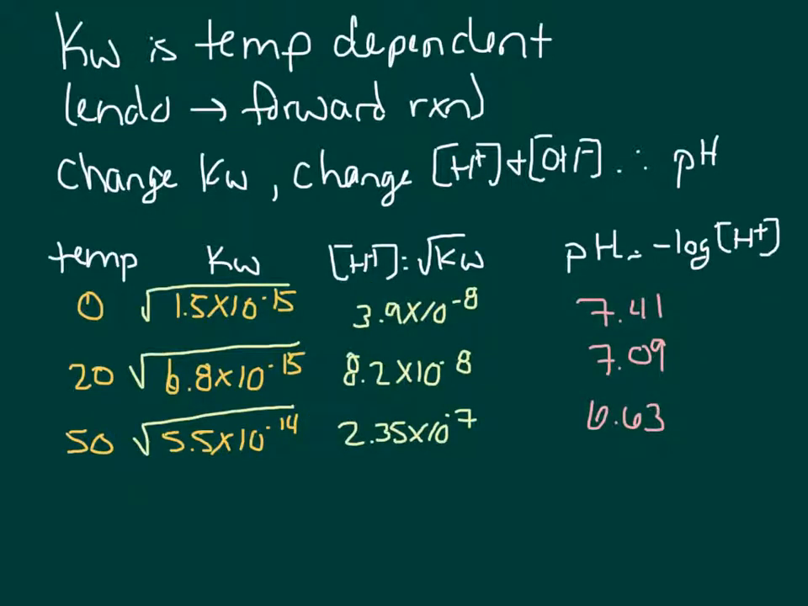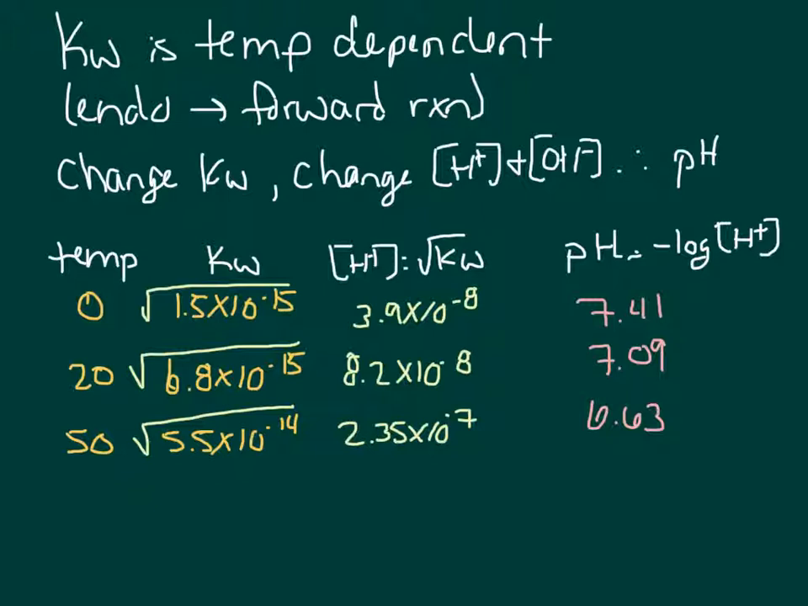So Kw is temperature dependent because it is a K constant, as we have seen every time we've used it. Keep in mind, the forward reaction is endothermic for water. When we change the Kw, that changes the concentration of your hydrogen and hydroxide ions, and therefore changes the pH.